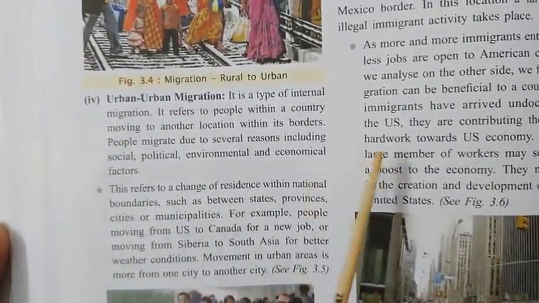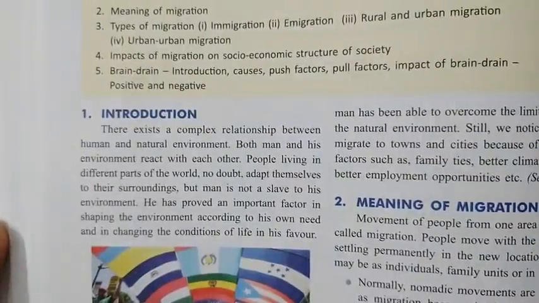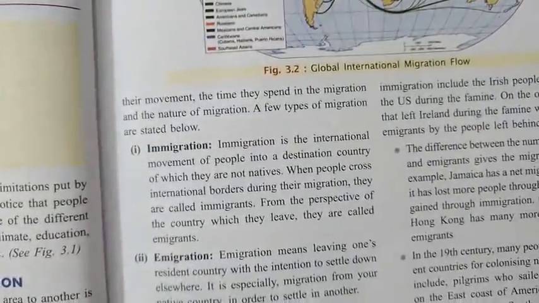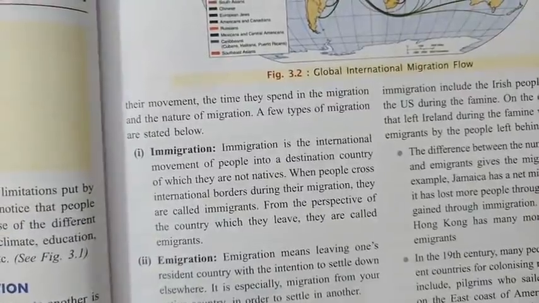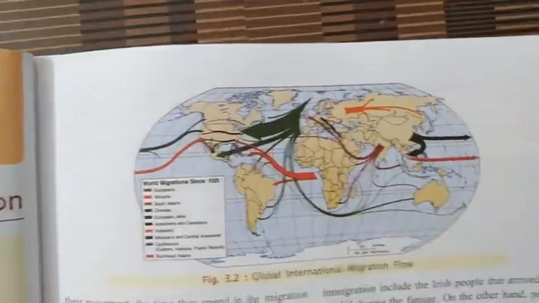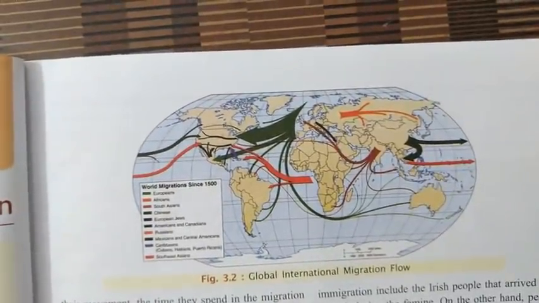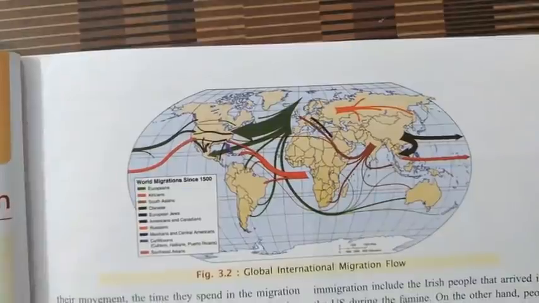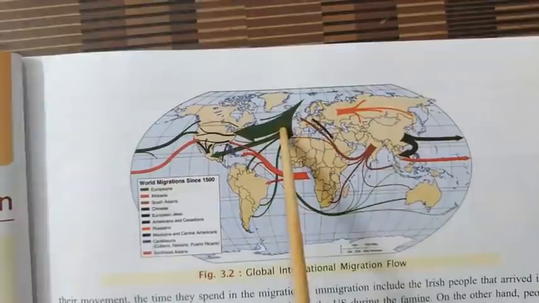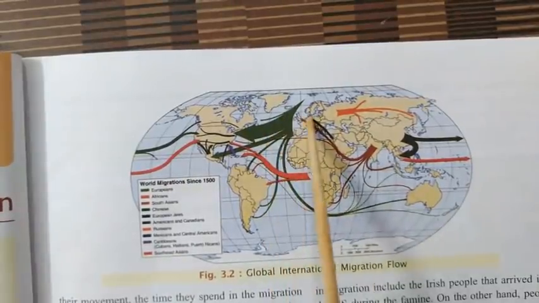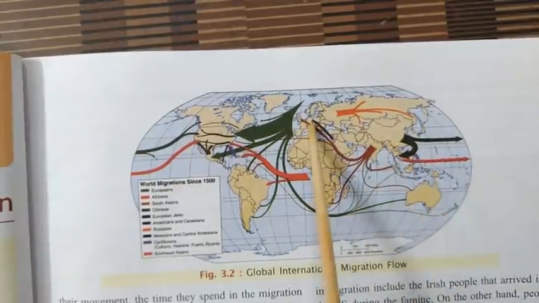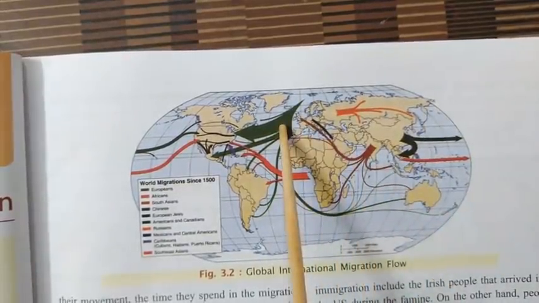So today, let's see the 4 types of migration. First of all is immigration. Now before we start this, let me show you one map, and in this map we will see the global international migration flow. Here you will find this green color, it shows the migration from both Europe and Asia together, because Europe and Asia are one land mass.